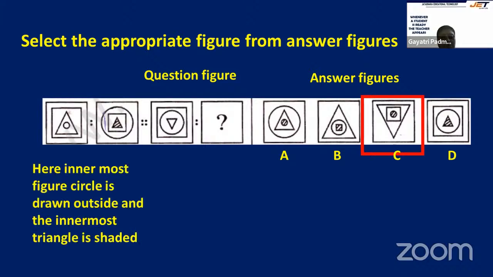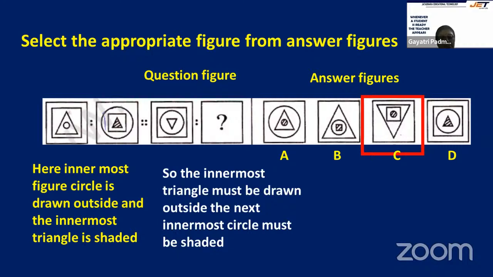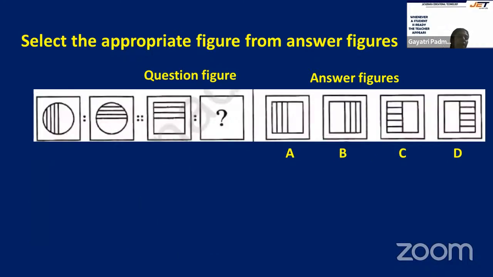How? The innermost figure circle is drawn outside. And the innermost triangle is shaded. Right? So, likewise, the innermost triangle is drawn outside. Right? And the shading part is done. All right. Now, I'm sure you must have understood this. See the next question. We have in the question figure a circle, which is where the lines are drawn towards the left. And after slightly tilting it, it goes to up. Similarly, when the square, the lines are drawn. So when you tilt it, where will it come?